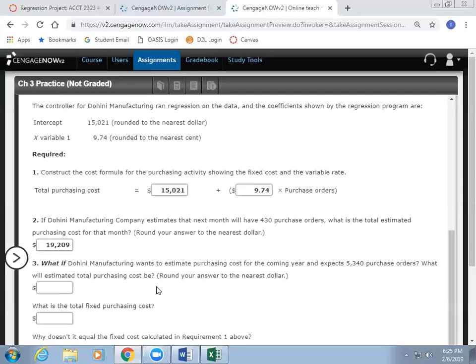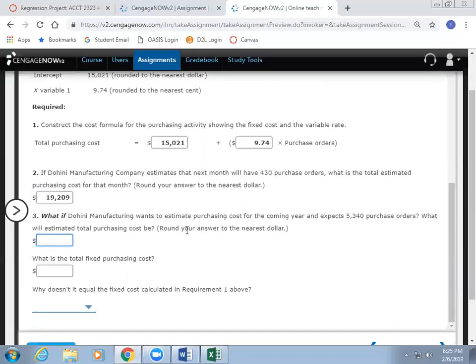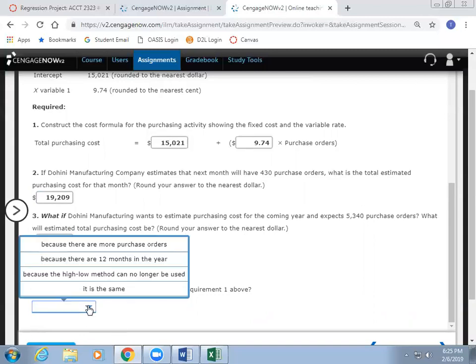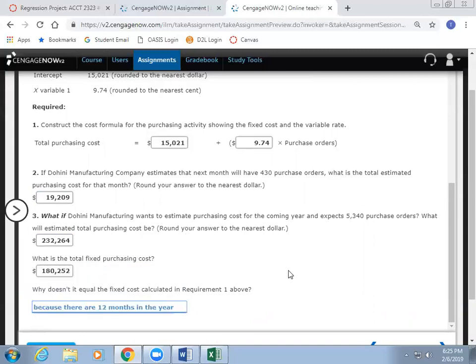So what would be my purchasing cost for the upcoming year? Anyone calculate that yet? 232,000. Very good, $232,264. And of that, the fixed portion would have been $15,021 times 12, which was, does anyone have that one? 180,200. Very good, $180,252. And it's the same answer. There's 12 months in a year.